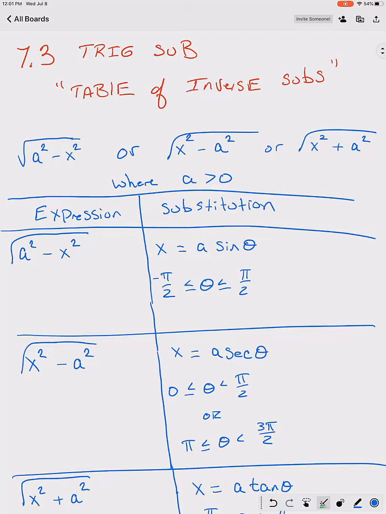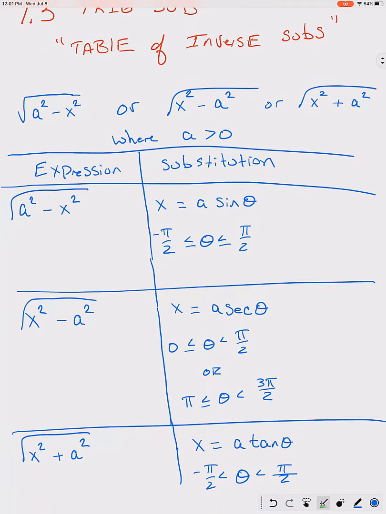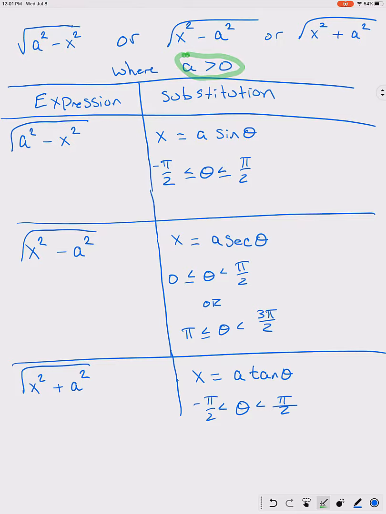Greetings, Calc 2 students. This video is for section 7.3, trigonometric substitution, and I want to go over the table of inverse substitutions. So we have the situation of the constant first squared minus the variable squared underneath the square root, or the variable first squared minus the constant squared underneath the square root, or doesn't matter which order, the variable squared plus the constant squared underneath the square root, where the constant a is bigger than 0. So those are the three situations.